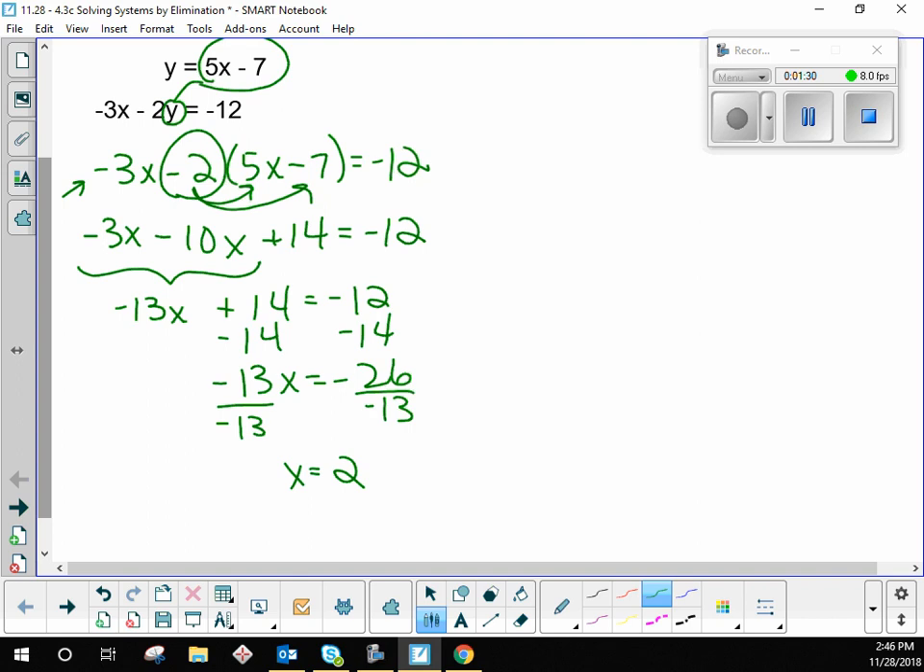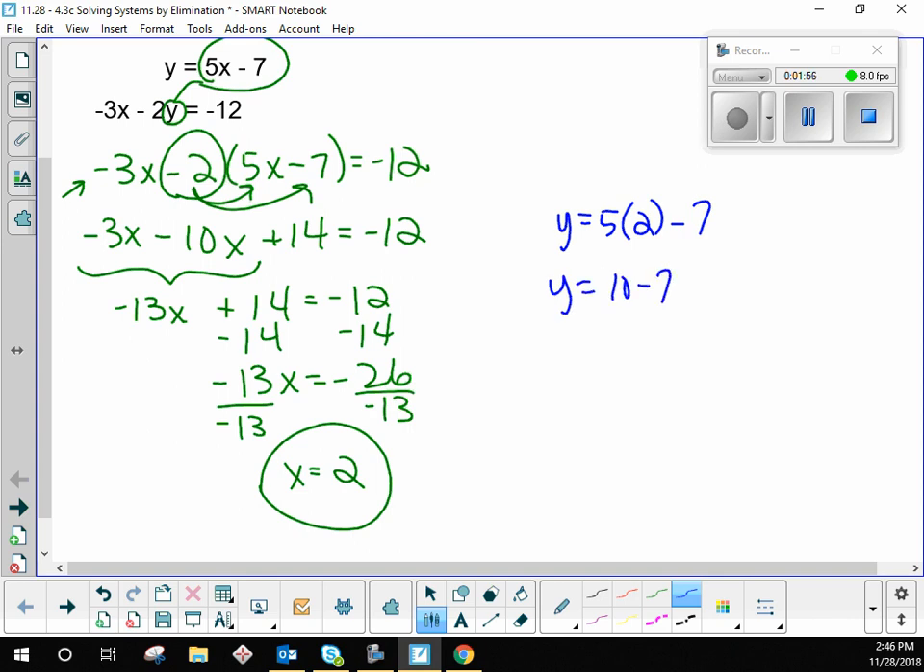So x is 2, which is great, but I also need what? A y. So I'm going to take, which one? Top? Let's do the top. Could I have done the bottom? Yep, absolutely. So I put x equals 2 into the top equation. That gives me y equals 5 times 2 minus 7, which is 10 minus 7, which is 3.